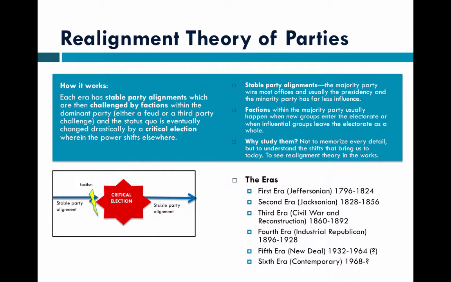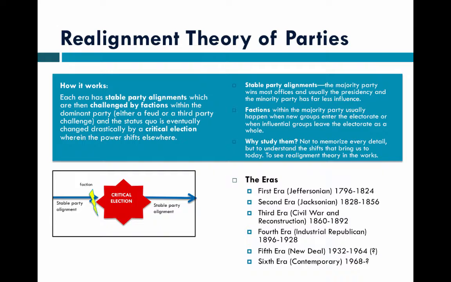The first thing we have to do is talk about realignment theory. Realignment theory is a political science theory that deals with the parties in the United States and how they seem to have a pattern. So if you look at the illustration at the bottom, what happens is that there is a long, stable party alignment. If you're looking at this as a timeline, that time should stretch out larger than the rest.